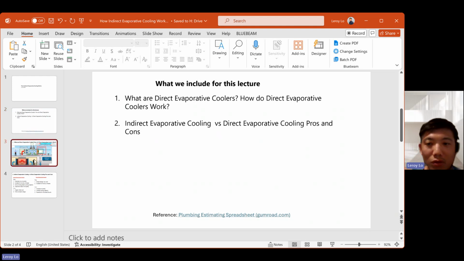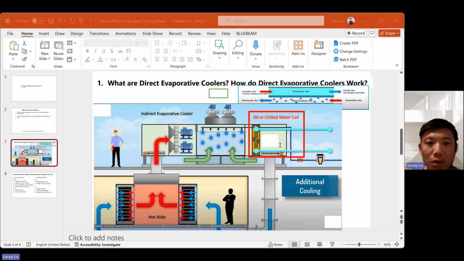Okay, let's move on to the next one. As you can see in the photo on the left, hot air from the server is captured in the hot aisles and then brought into the indirect evaporative cooler on the top, where it travels through the primary side of the heat exchangers and gives up its heat to the secondary side. Then the cold air is sent back to the data center through underfloor distribution systems.